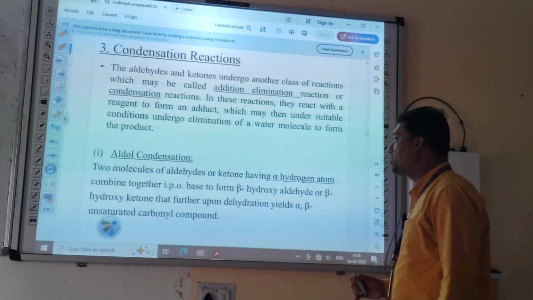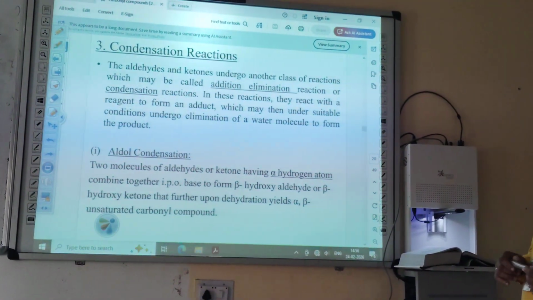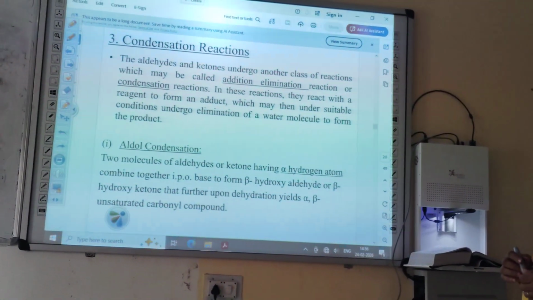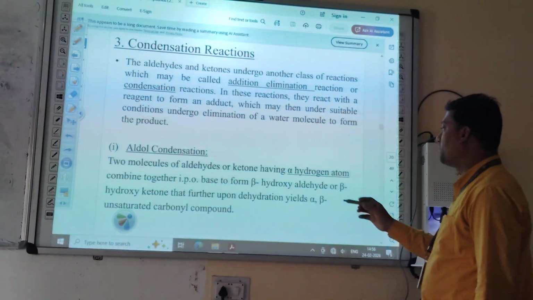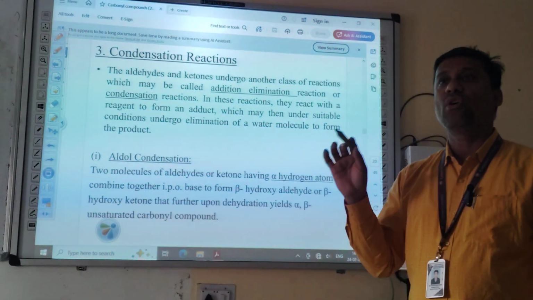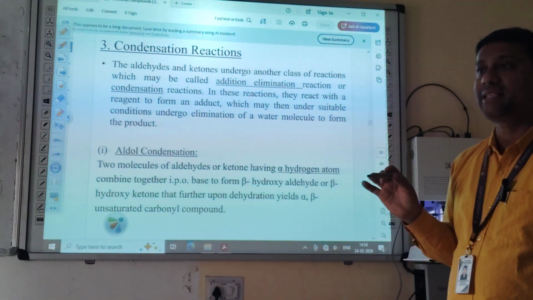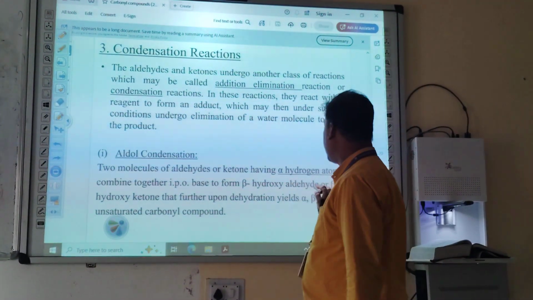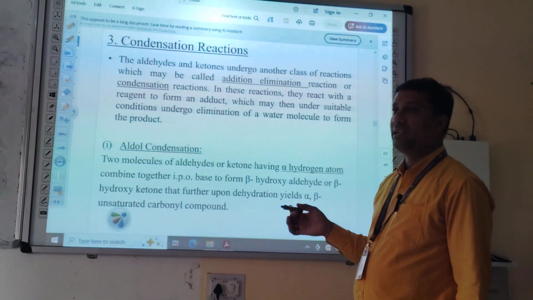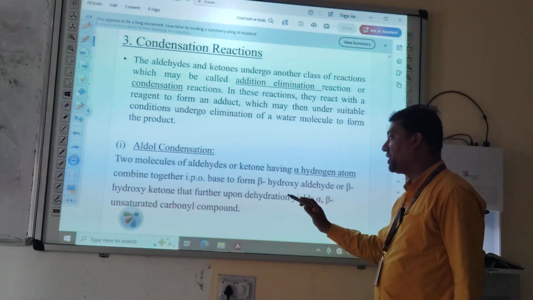Two molecules of aldehydes or ketones having alpha hydrogen atom combine together in the presence of a base to form the beta hydroxy aldehyde. At the beta carbon, the OH group will be attached. That's why it is known as beta hydroxy aldehyde or beta hydroxy ketone. In case of ketone, if the OH group is attached at the beta carbon, that is known as beta hydroxy ketone.